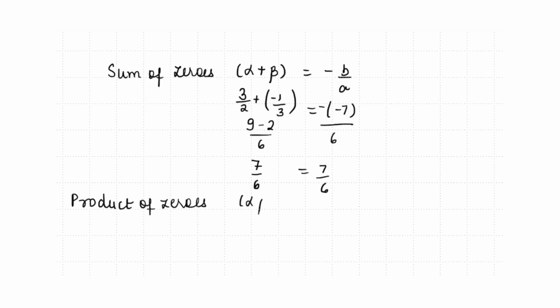Okay, let's verify the product of zeros as well. It is alpha multiplied by beta, that is equal to c upon a. Alpha is 3 upon 2, multiplied by negative 1 upon 3. We have cancelled, we got 1, so negative 1 upon 2. So here c upon a will be negative 3 by 6, that is also equal to negative 1 upon 2. So it is verified.